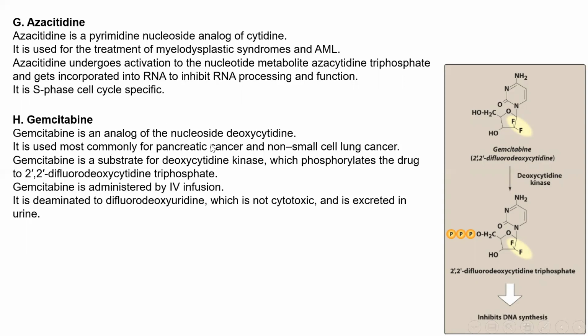Gemcitabine, this drug is an analog of nucleoside deoxycytidine. It is most commonly used for pancreatic cancer and non-small cell lung cancer. Gemcitabine is also a substrate of deoxycytidine kinase, and this is what we saw with previous drugs. After that, activation converts it into the active metabolite difluorodeoxycytidine triphosphate, as we will see here in this figure. And this one inhibits DNA synthesis.